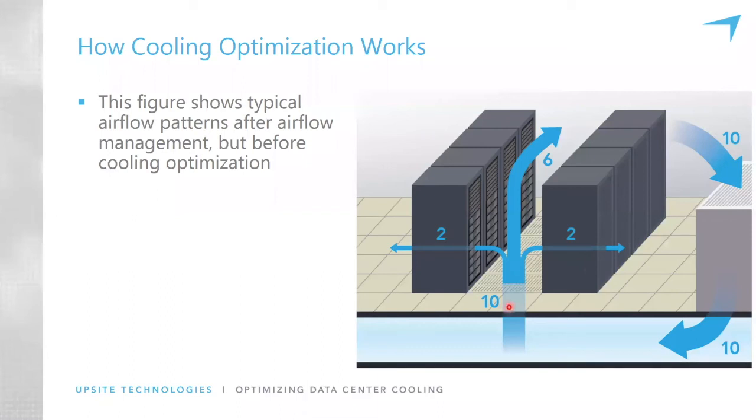So now that we've improved the airflow through the room, we've done all the airflow management methods, blanking panels, sealed the raised floor, put doors on the ends of the aisles and baffles or a roof on top of the cabinets.